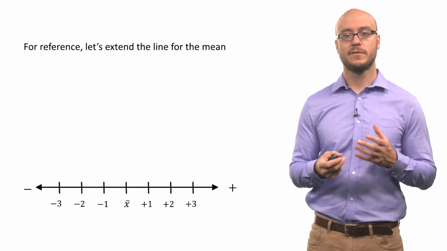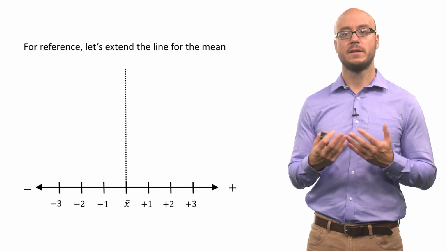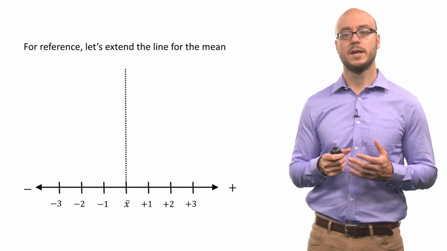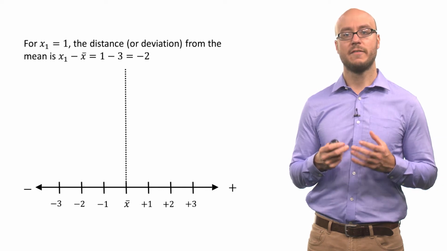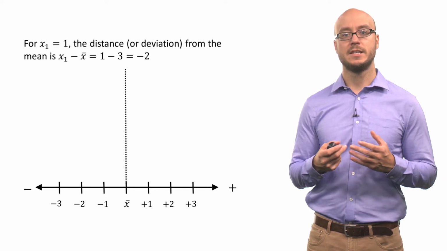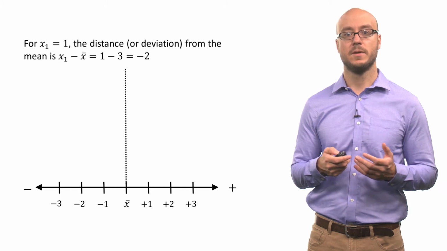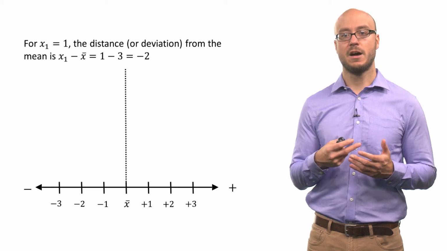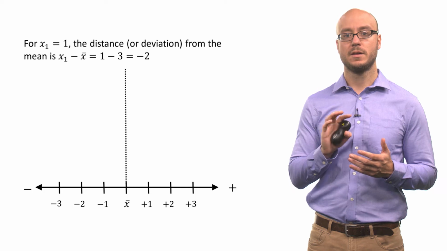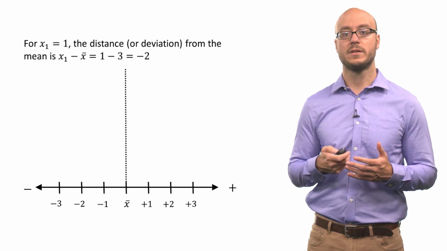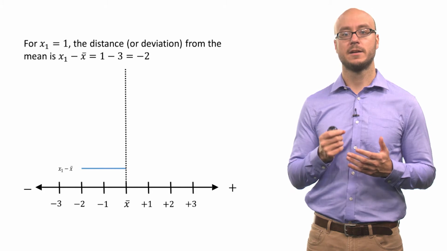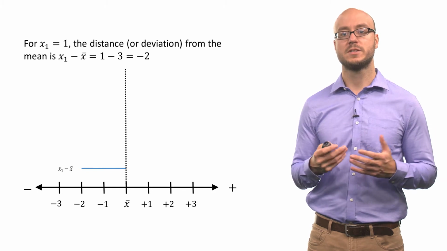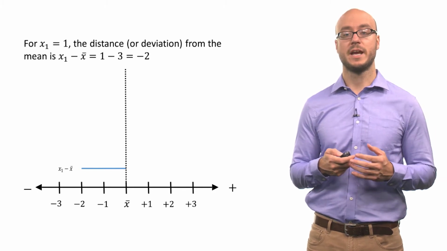So for reference, let's extend the line for the mean as a reference line. And we're going to look at the distances above and below the mean for our set of observations. That first observation is negative 2 in terms of the distance from the mean. So the observation is 1, you subtract out the mean, which is 3, and that observation of 1 lies 2 values lower than the mean. So we might plot it as a line here. That is the first distance from the mean. It's 2 units away from the mean, and it's lower than the mean, so it's in the negative territory.